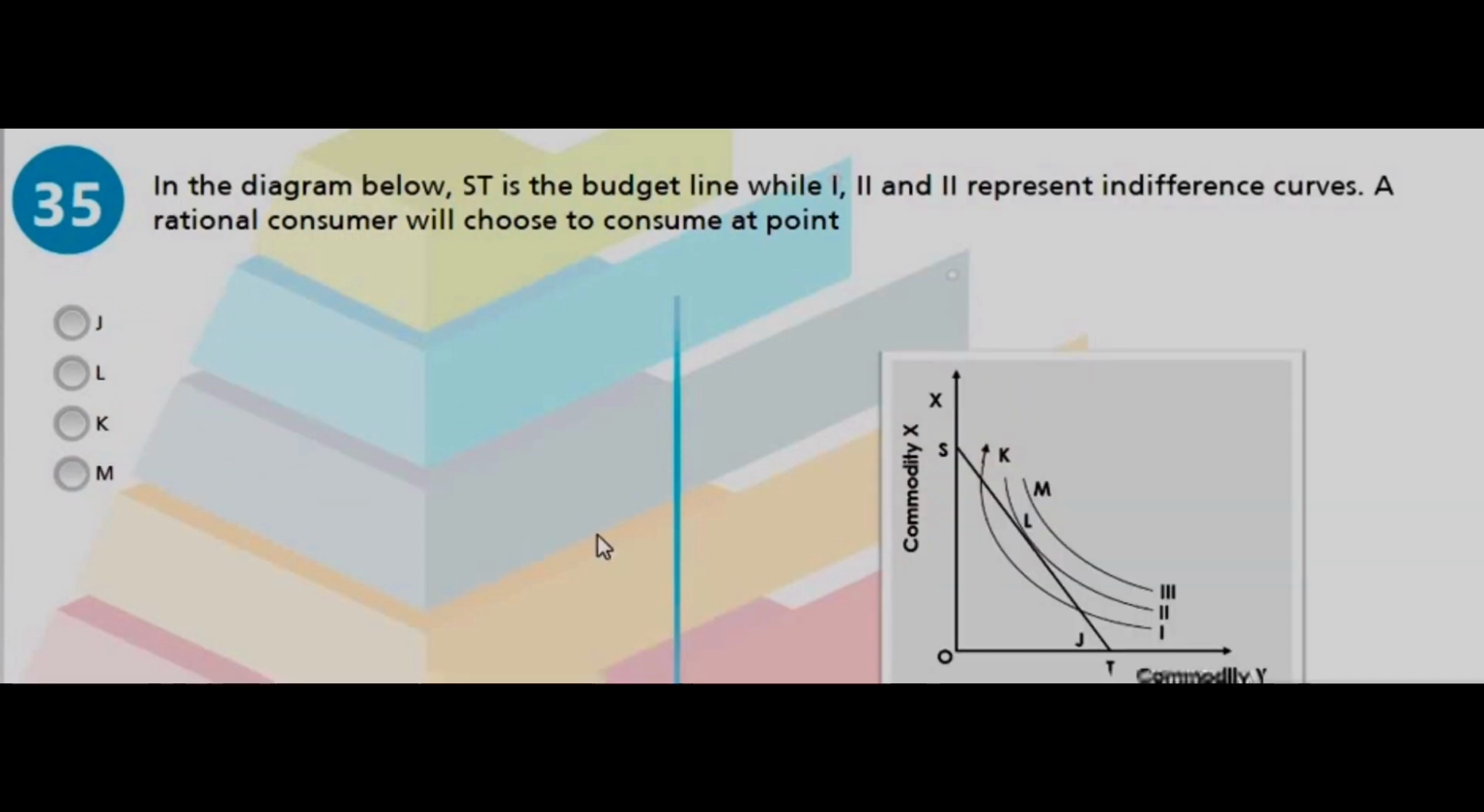Question 35. In the diagram below, ST is the budget line while I, II and III represent indifference curves. A rational consumer will choose to consume at point what? A rational consumer will choose to consume at point L, which is B. That is where the budget line is tangential to the higher indifference curve. So we can call that point the equilibrium point.